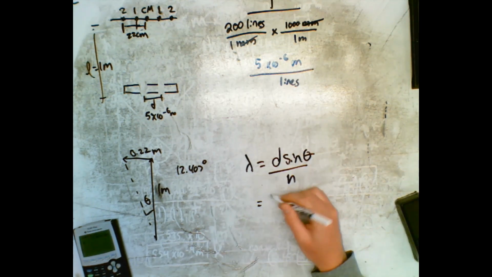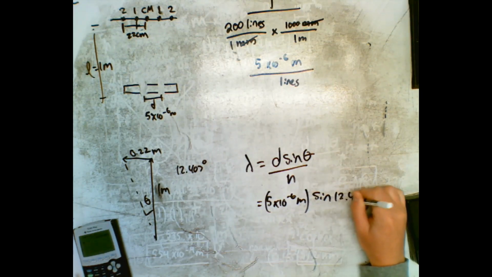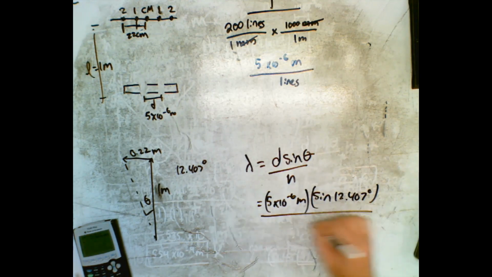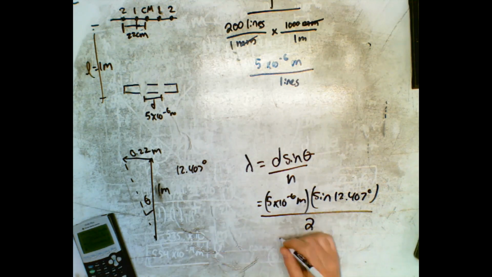And I want to find my wavelength, so my distance between my slits is 5 times 10 to the negative 6 meters. Sine of 12.407. I'll use my full answer. And we are finding to the second maximum, so that bottom number has to be 2. So we sine our answer, multiply it by 5 times 10 to the negative 6, and divide it by 2. And we end up getting 5.37 times 10 to the negative 7 meters, or 537 nanometers as our answer. Okay.